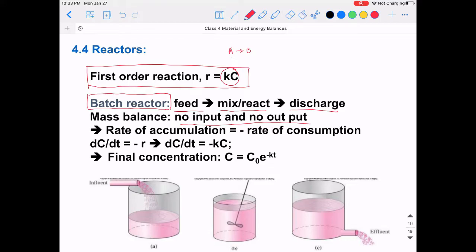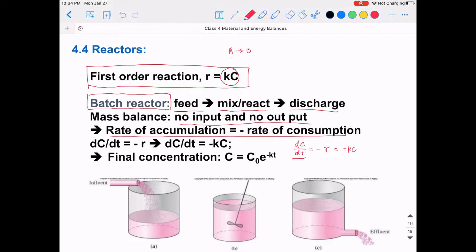So the rate of the consumption is just equal to the rate of the accumulation, okay? If we further build this relationship out, coming from the initial equations, you can see that dC divided by dt is going to be negative r, where r is the reaction rate, okay? dC/dt is the accumulation rate. And further, if we plug in the first order reaction, this is going to be negative kC.